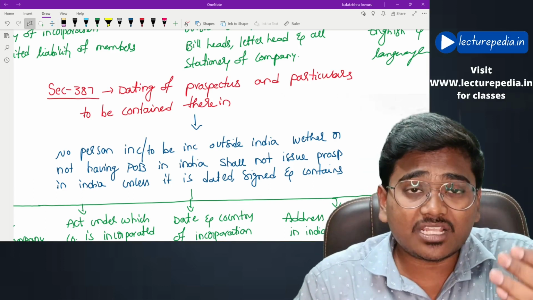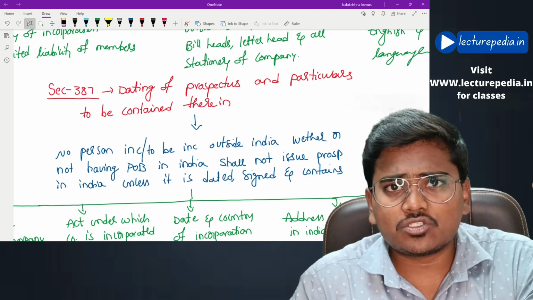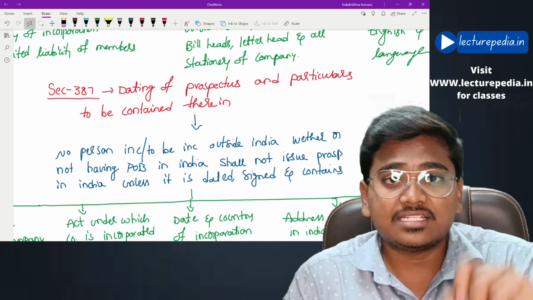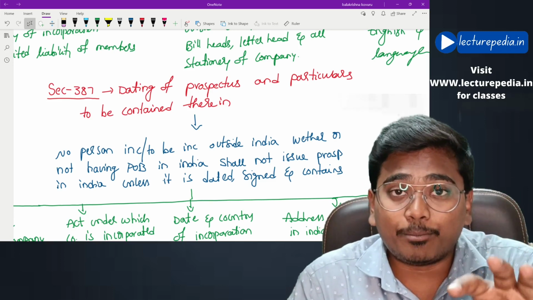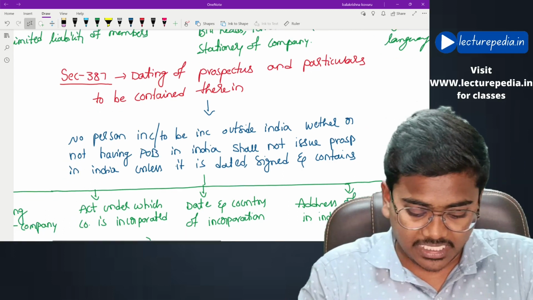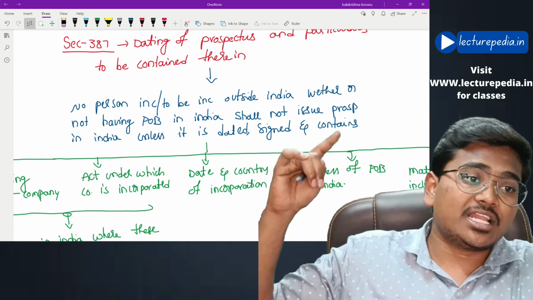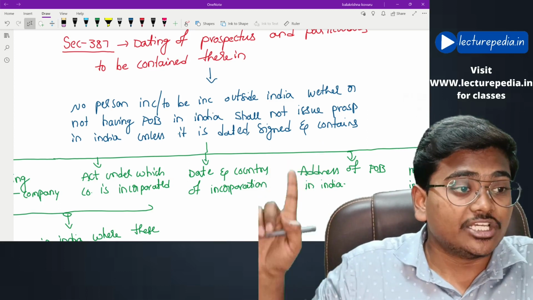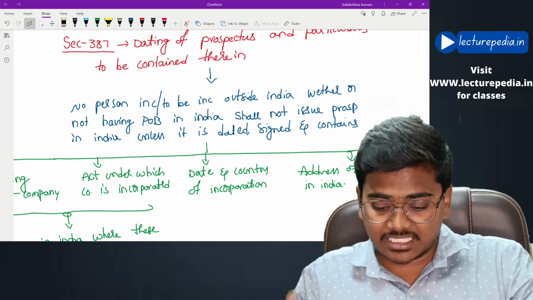Now, if a company which is incorporated outside India, whether having a place of business in India or not, wants to raise money from Indian citizens or from India, in that case the prospectus must comply with certain requirements that we are going to discuss now. Okay, let us see. No person incorporated or to be incorporated outside India, whether or not having a place of business in India, shall issue a prospectus in India unless it is dated, signed, and contains the following particulars.